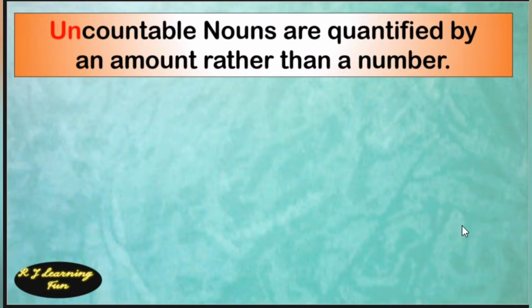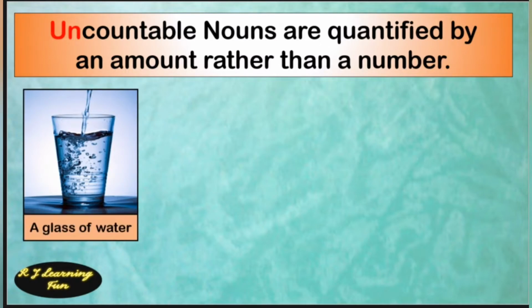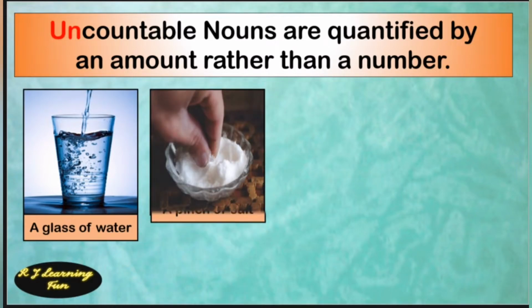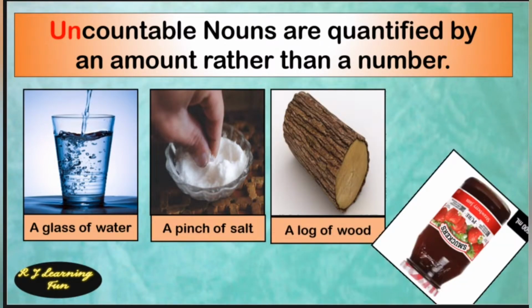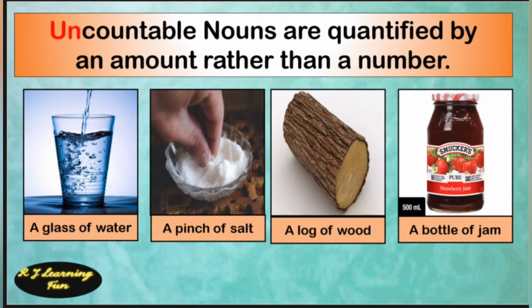Uncountable nouns are quantified by an amount rather than a number. To measure or classify uncountable nouns, we use of after a measurement like a glass of water, a pinch of salt, a log of wood, a bottle of jam. But liquids and gases can also be made countable by counting the containers they are in or by using a unit of measurement like 2 liters of water, 1 kilogram of salt, 100 ml of jam. So we can use container, 1 bottle of jam, 2 bottles of jam, or we can use unit of measurement like liter, kilogram and meter.